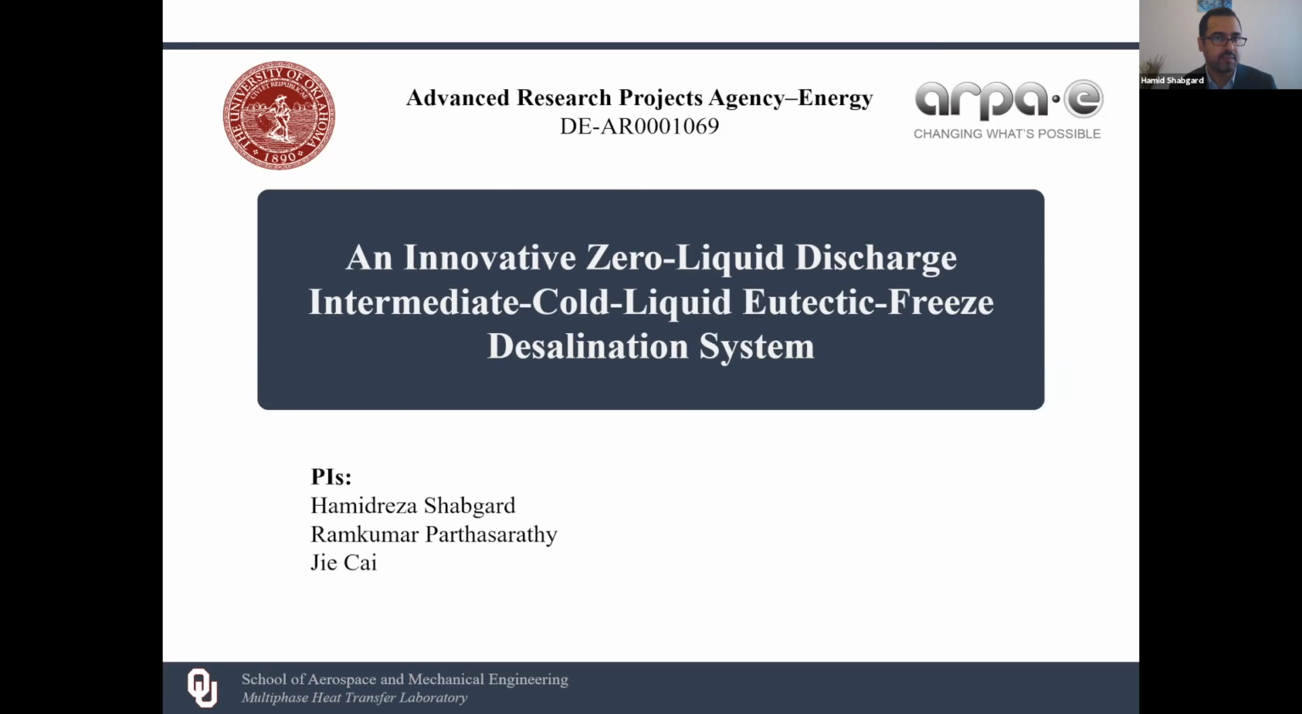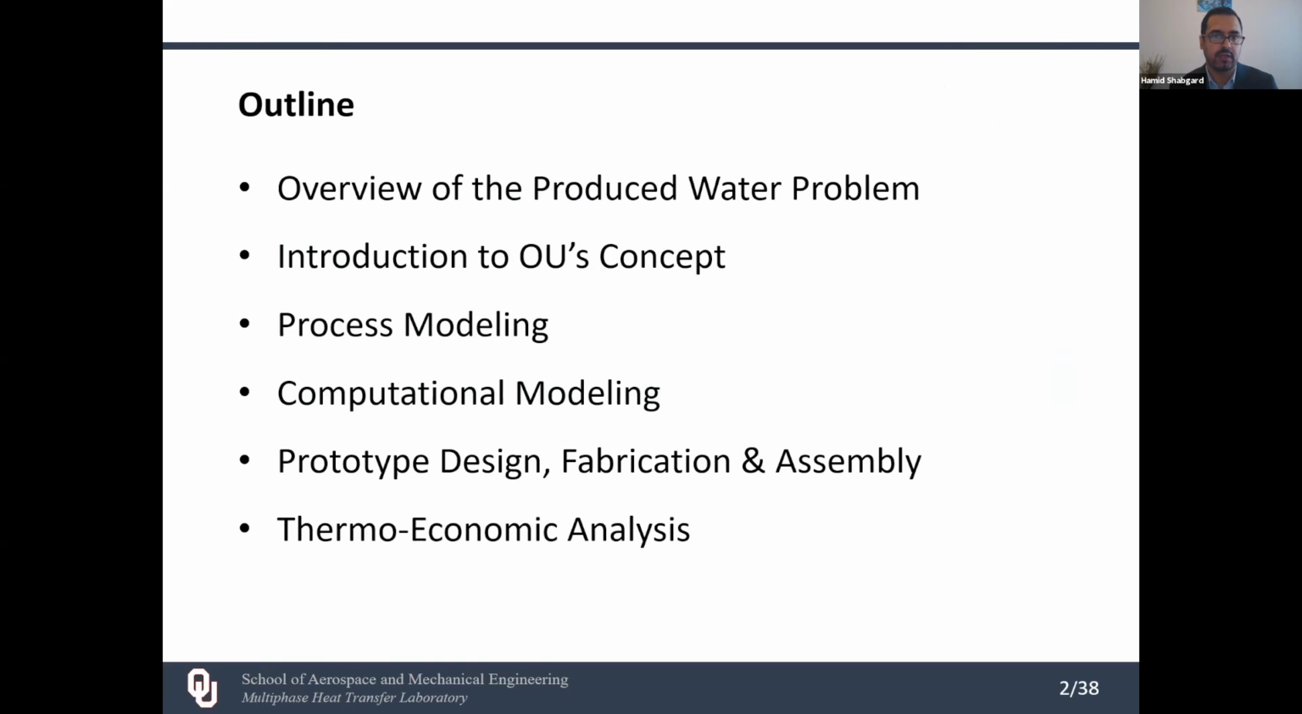So as you see, as the title suggests, the way we treat the water is using freeze-desalination technology. And here is the outline of the work. A brief overview of the produced water problem, introduction to OU's concept, then process modeling, computational modeling, and experimental work. And finally, the most important part is probably the thermoeconomic analysis.